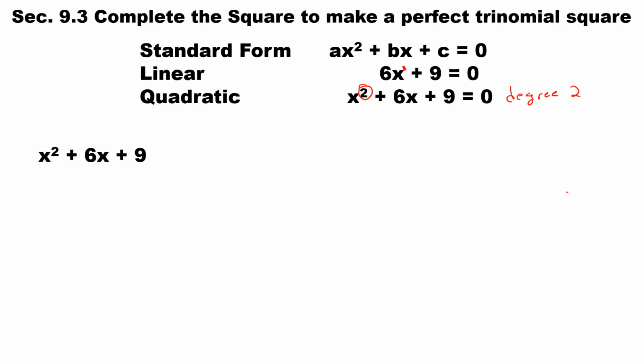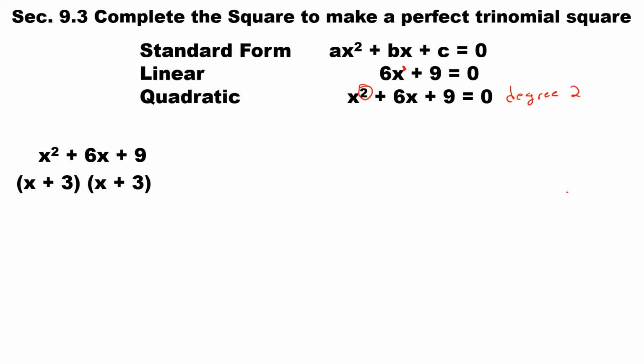Now we want to see, is this a perfect trinomial square? You all know how to do that. So we're going to factor it. We factor it x plus 3 times x plus 3, but we got to make sure. We know that x squared is a perfect square. We know that 9 is a perfect square, right? Because 3 times 3. But do we get the middle term?